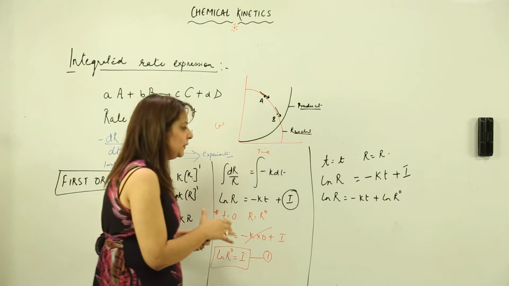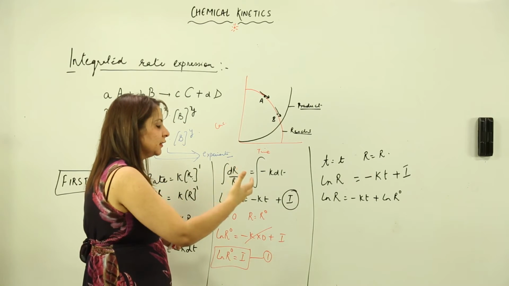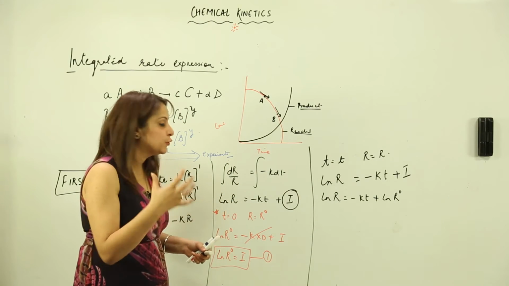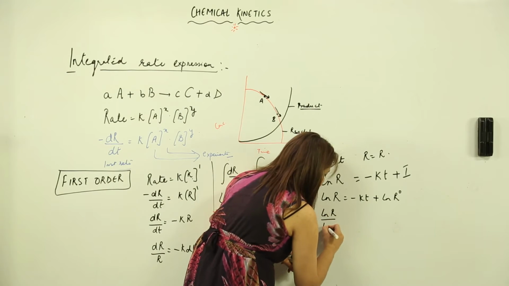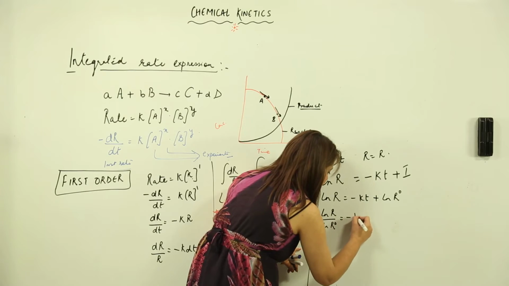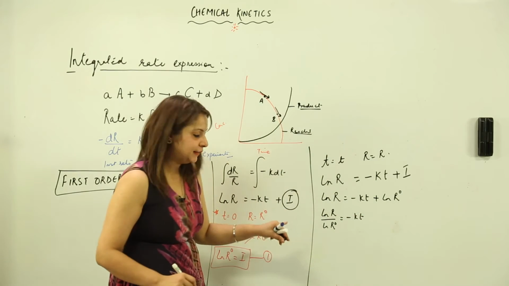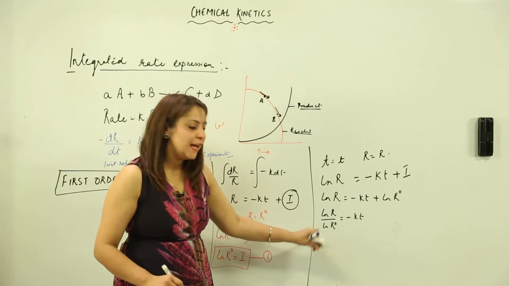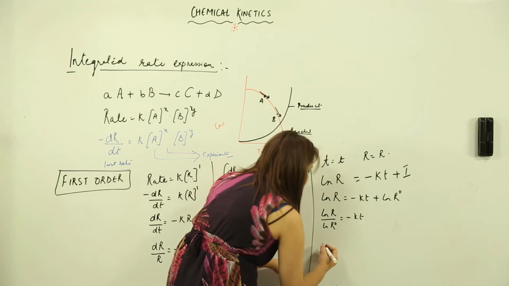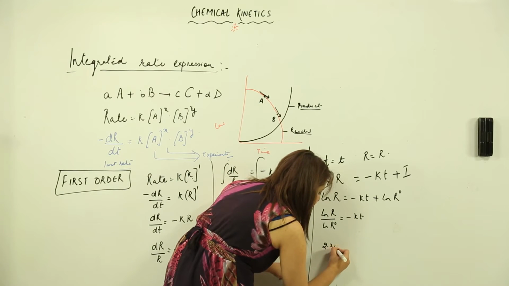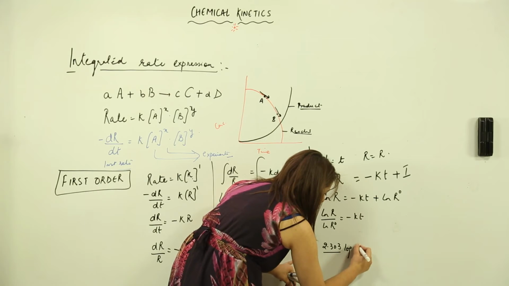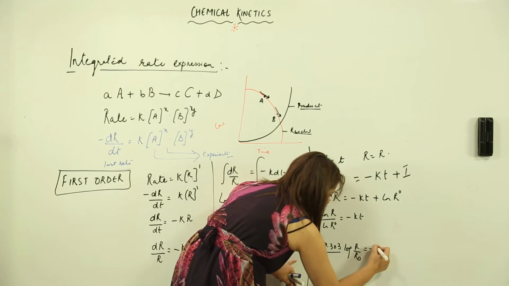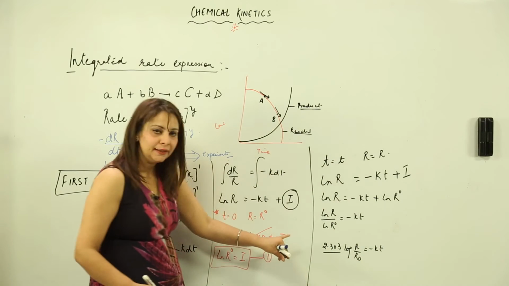Right. So that means if I shuffle them more, or try to simplify this equation, I can get ln R over R naught is equal to minus kt. I can write this, right. Converting the ln into log, I can write 2.303 log R upon R naught is equal to minus kt. I can write this, right.